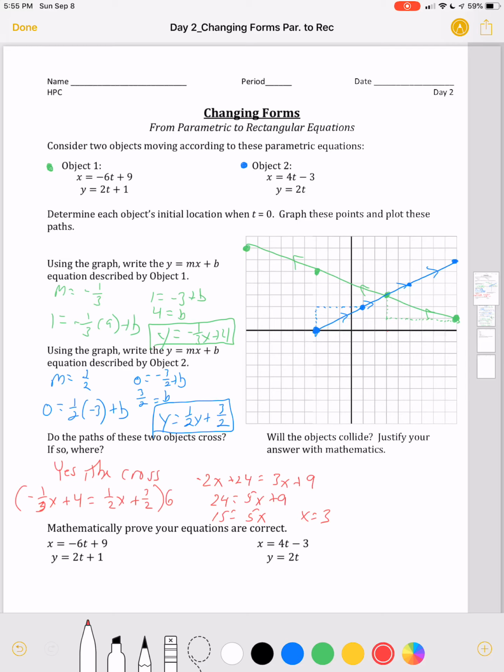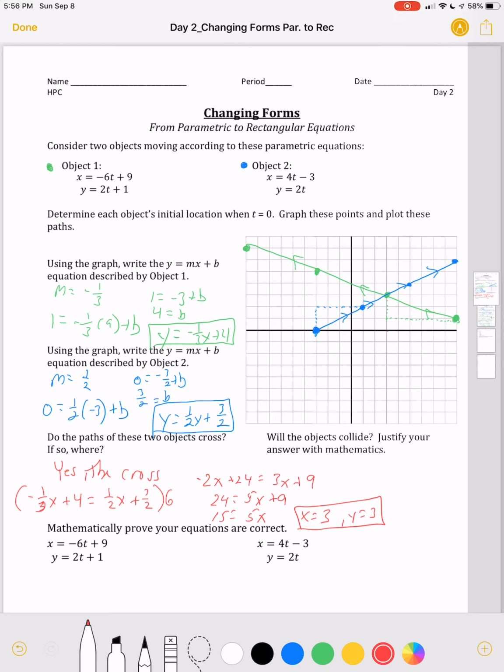Then you can plug 3 back into either one of the two y equations. And when you do, just to save a little room, we are definitely going to get y equals 3. Now you can go ahead and plug that back in to check that out. So they do, the paths themselves cross at (3, 3).